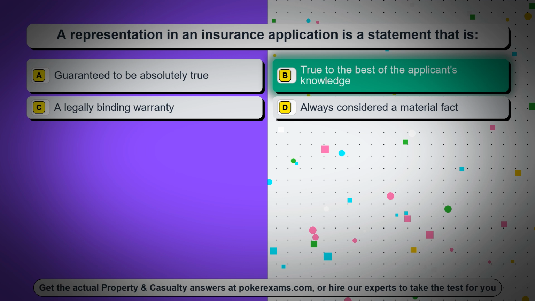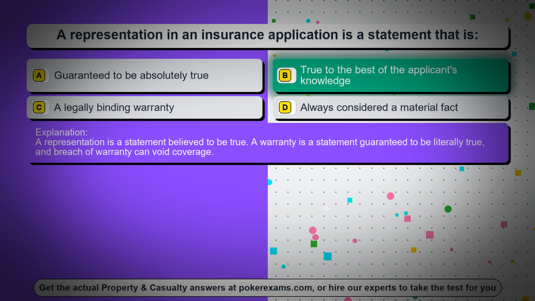The correct answer is option B, true to the best of the applicant's knowledge. A representation is a statement believed to be true. A warranty is a statement guaranteed to be literally true, and breach of warranty can void coverage.